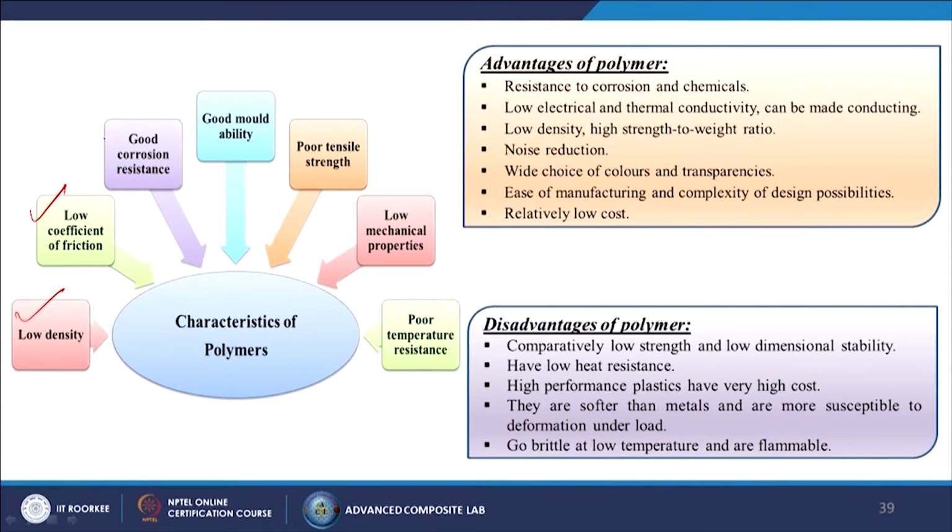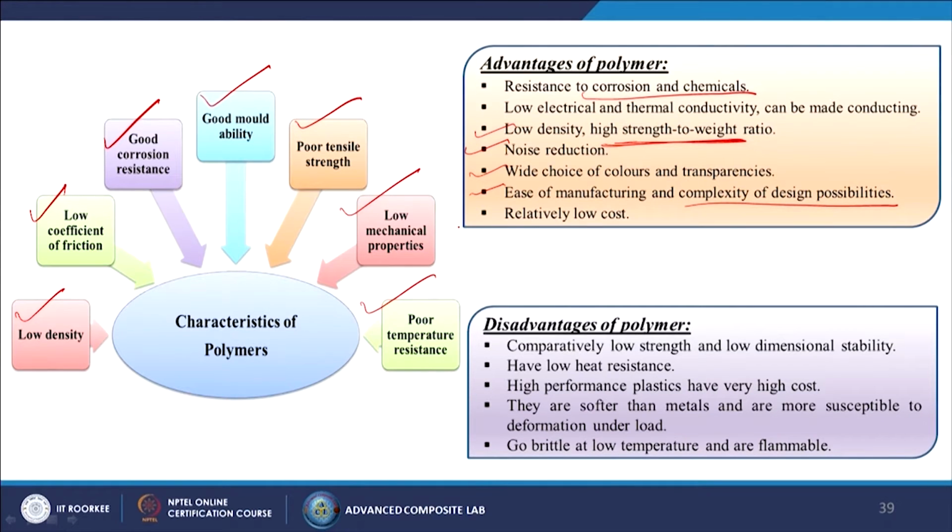Now, what are the characteristics of polymers? Generally, polymers have low density, low coefficient of friction, good corrosion resistance, good moldability, poor tensile strength, low mechanical properties and poor temperature resistance. What are the advantages of polymers? Generally they resist corrosion and chemicals, have low electrical and thermal conductivity but can be made conducting, low density, and high strength-to-weight ratio, which is the prime consideration for choosing a polymer. They can reduce noise, offer a wide choice of colors and transparencies, ease of manufacturing and complexity of design possibilities, and they are also very cheap.